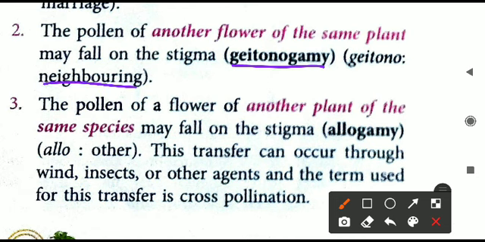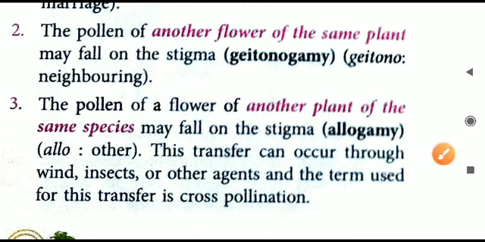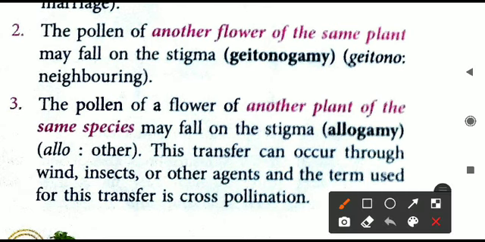Geitonogamy: the meaning of geiton is neighboring, meaning just the neighboring flower is getting pollinated. That is what is called geitonogamy. You have to take note of these terms. We can be asked what is geitonogamy, what is autogamy, and the third term here is allogamy. Generally it is pronounced allogamy.